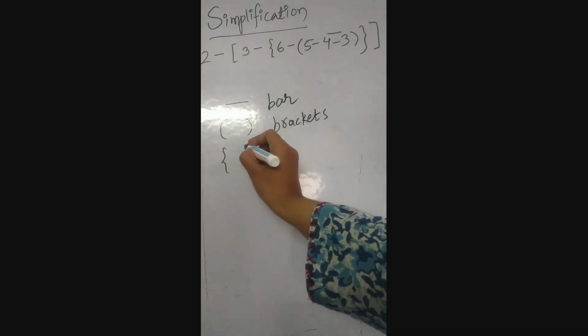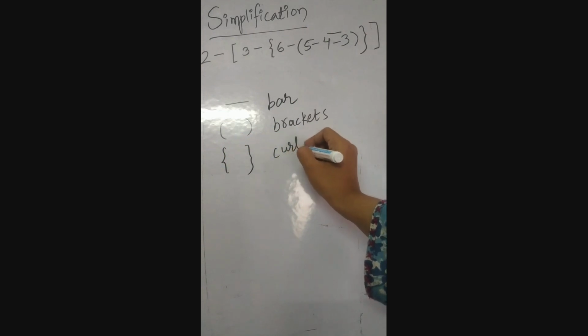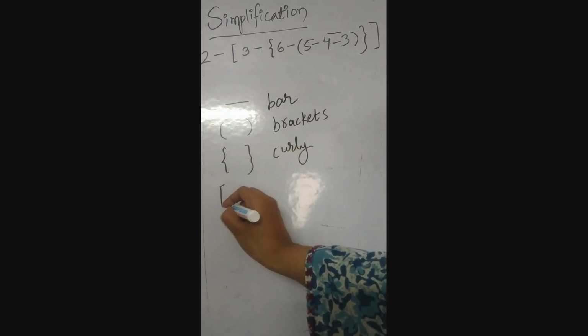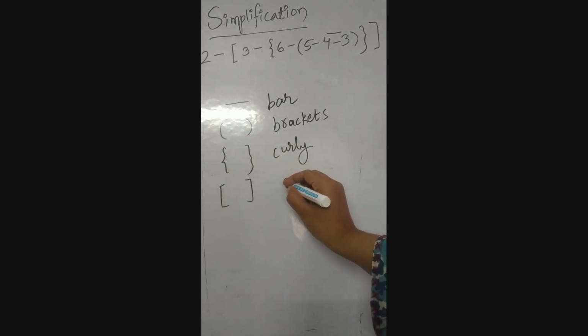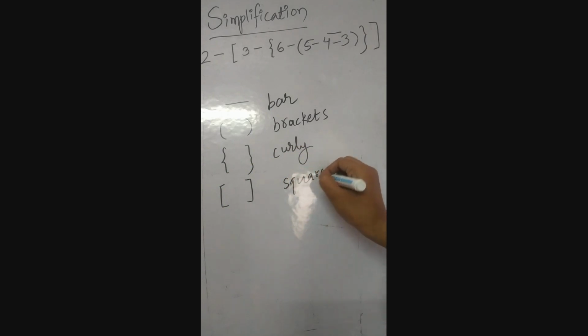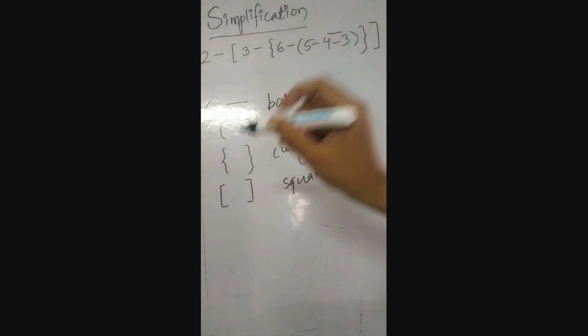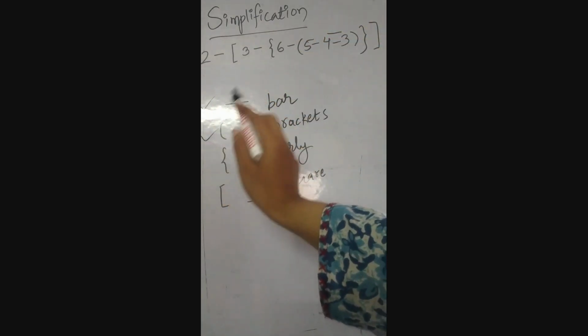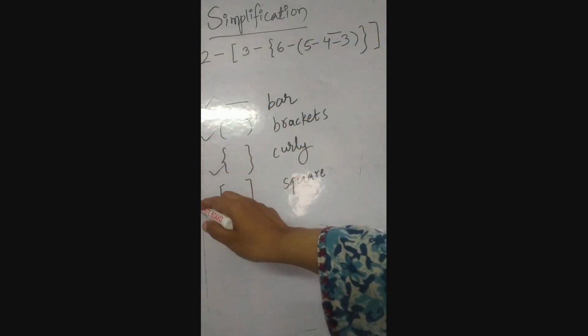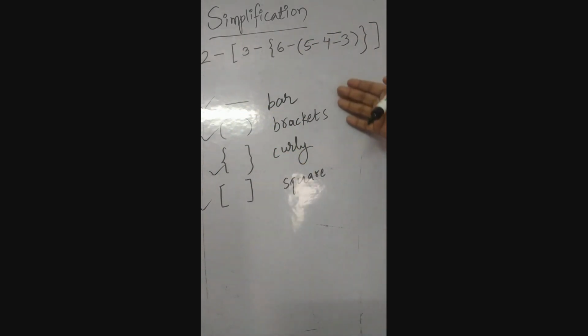Then we have curly brackets, and then at last we have a large one, which is square brackets. So we are going to open them in this order. First we will open the bar, then the round brackets, then the curly bracket, then the square brackets. So in this order we will open the brackets and we will solve this equation.